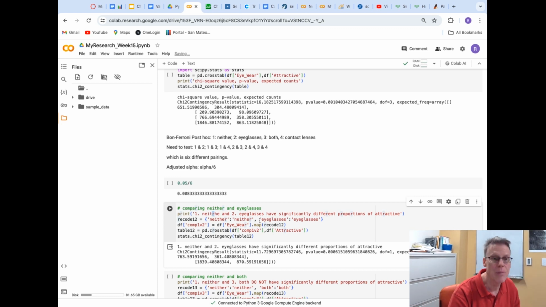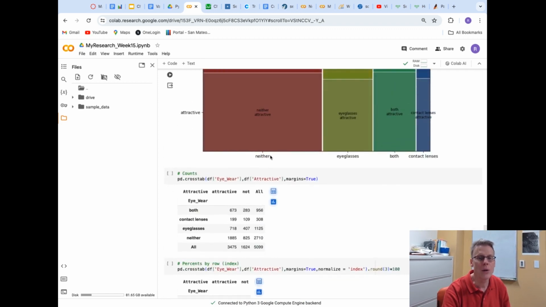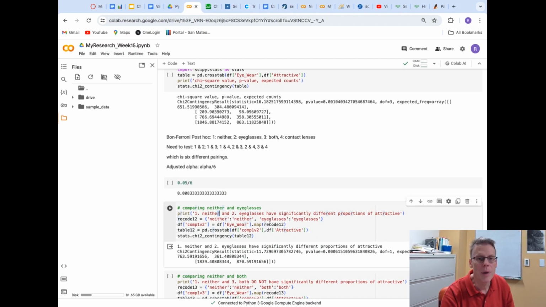Oops, and I just moved my R. Oopsies, let me move it back. There we go. Neither is what this category is called. It has to, just like everything in Python, it has to be spelled exactly that way, lowercase n, all of that, right? But that's what I'm putting here. Neither, neither, compared with eyeglass, eyeglass.